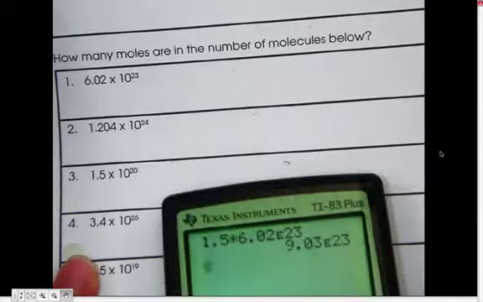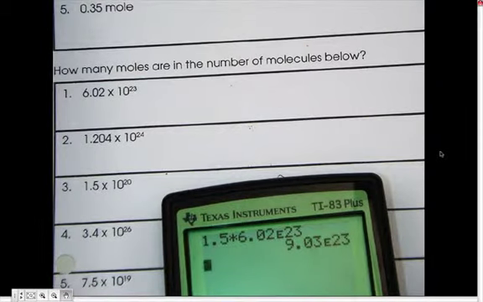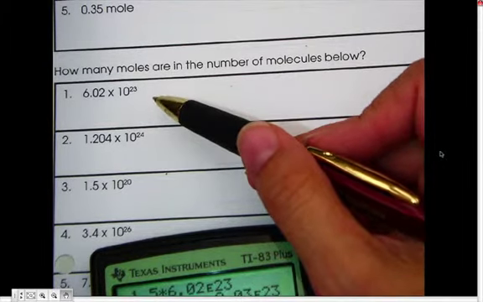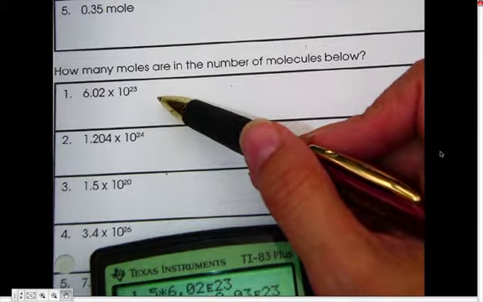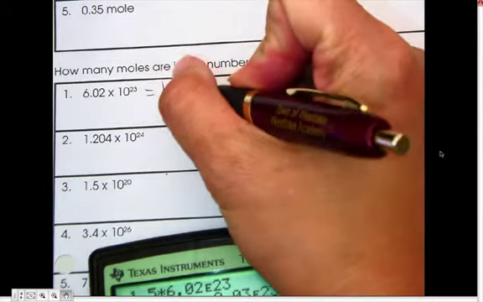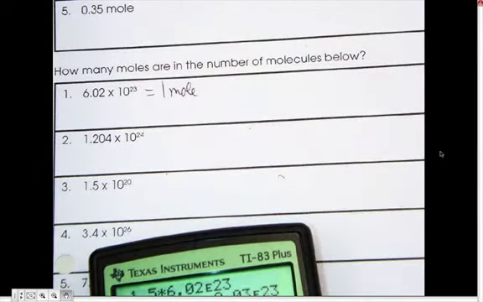Let's try one at the bottom. How many moles are in the number of molecules below? Well, notice this one, number 1, is 6.02 times 10 to the 23rd. That's the same as a mole. So I didn't even have any math to do there. That's just reasoning out to see if you recognize the number.